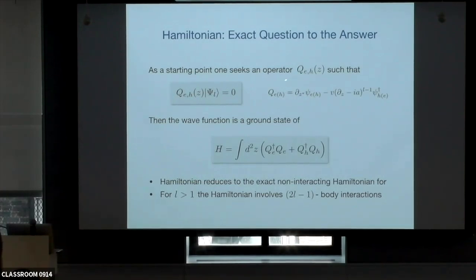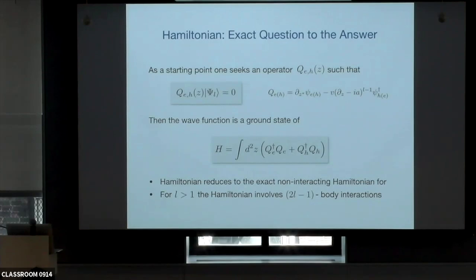You do this for both electrons and the holes, such that this operator annihilates the wave function. And so it ends up having this form. And if you find that, then the wave function is a ground state of this Hamiltonian. Now, the form is pretty complicated, and so is this Hamiltonian.